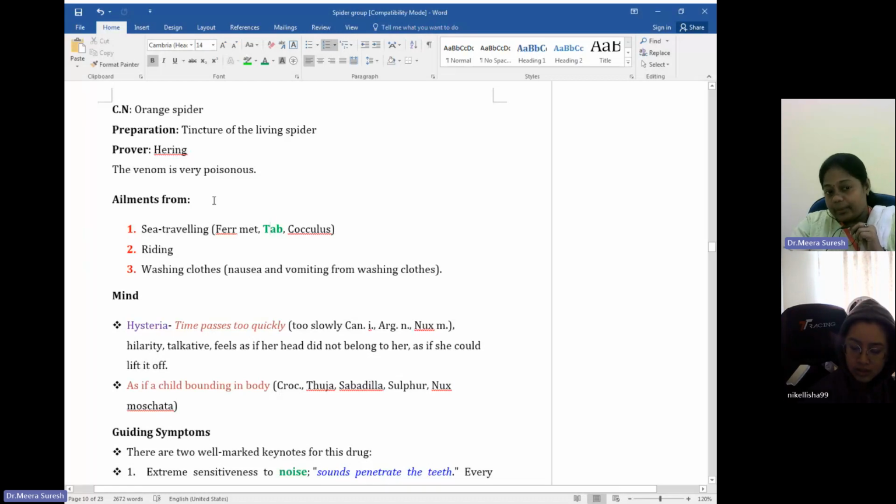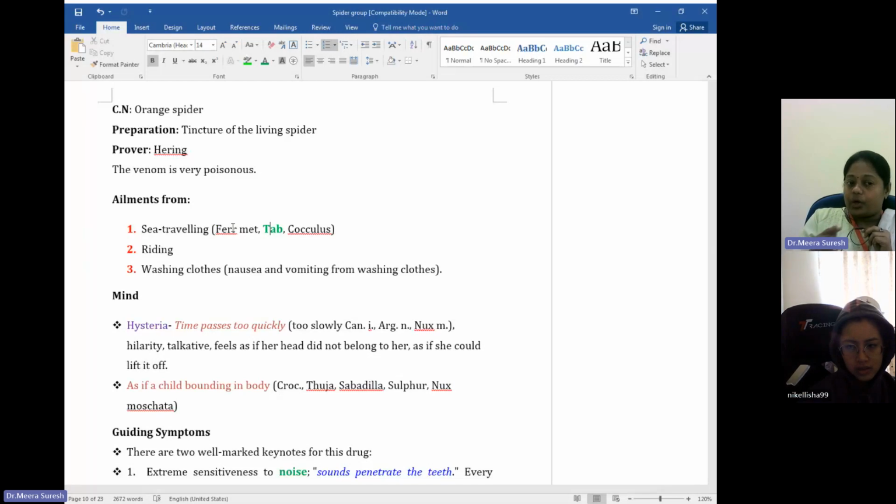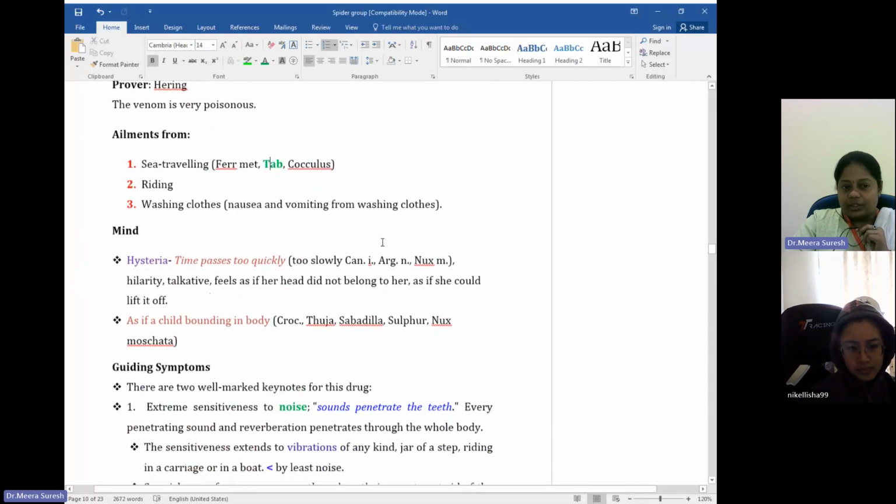So sea travelling, when I put Ferrum met over here, it is not exactly that it is good for ship sickness. It is more that the flowing water is the problem for Ferrum met. And this symptom we can see in Lycopodium also. But when it is exactly ship sickness, where the motion or travelling within the ship is causing the problem, tobacco and Theridion would be good choices. And from practice, I would say tobacco. Then riding in a carriage, I told you, and washing clothes, and maybe because of the water touching, I don't know, they have nausea and vomiting from washing clothes. Anyway, the most important things will be sea travelling and riding.